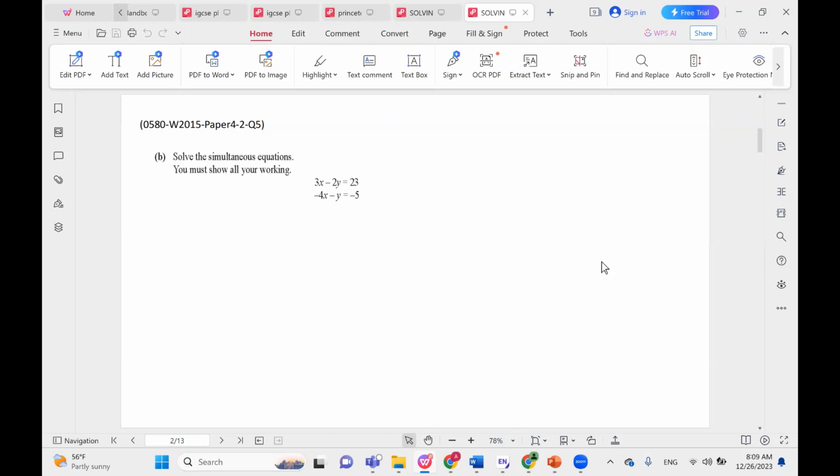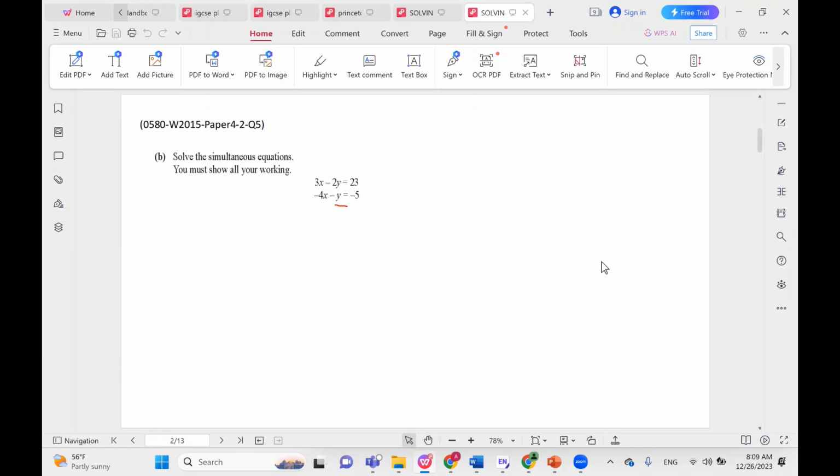So for substitution, our target is to isolate one of the variables in one of the equations. So which variable should we try to isolate? Normally, the easiest variable to isolate is the variable that has no number next to it, no coefficient, basically. So which variable is that here? In this case, the variable is y, because we have 3x and negative 2y and then negative 4x and then negative y. So the only variable that has no number next to it is the y, which I've underlined. So let's try to isolate that.